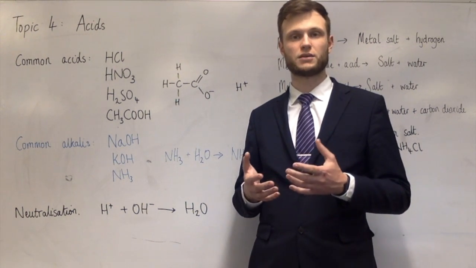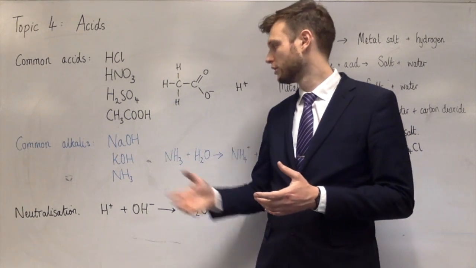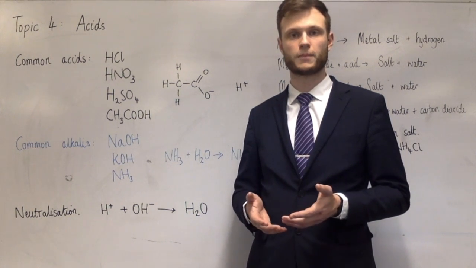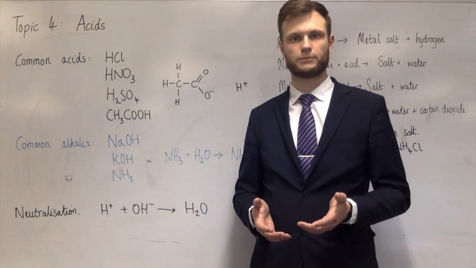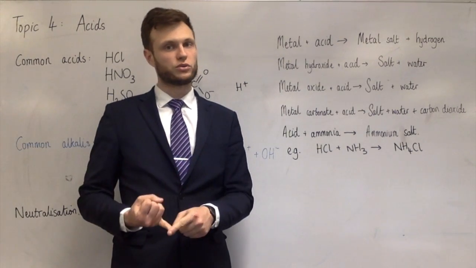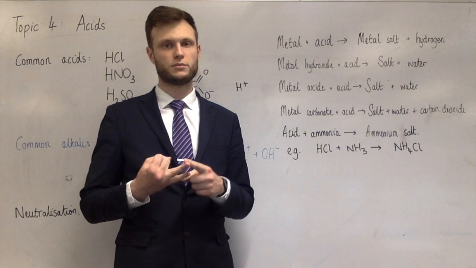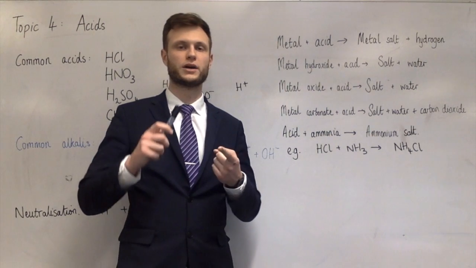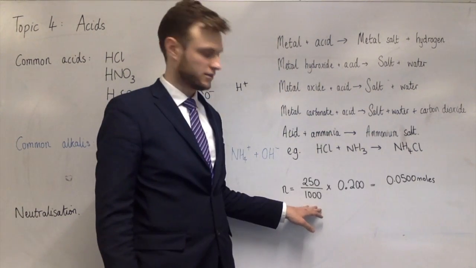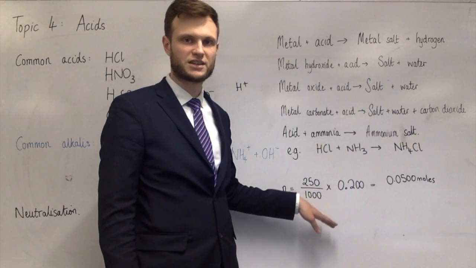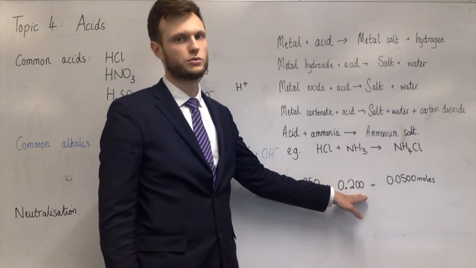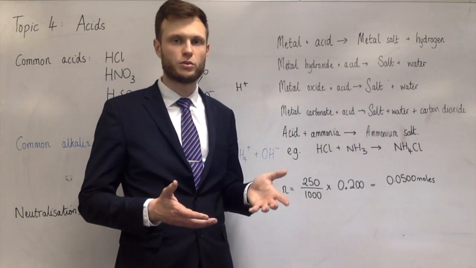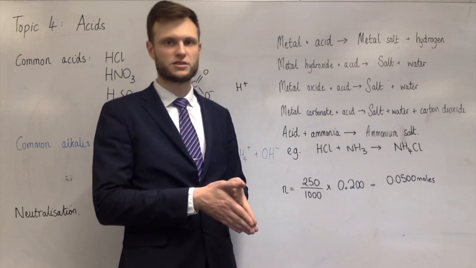So, for example, if you want to make 250 centimetres cubed of potassium hydroxide solution at a concentration of 0.2 moles per decimetre cubed, how would you do that? First of all, you need to work out how many moles are going to be present in 0.2 moles per decimetre cubed and 250 centimetres cubed. And to do that, you multiply the volume by the concentration. Okay, so I've divided 250 by 1,000 to get into decimetres cubed, times it by 0.2, which was the concentration, to get 0.05 moles.